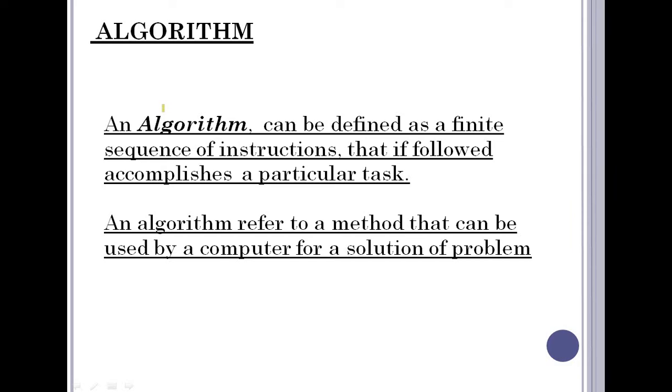The algorithm can be defined as a finite sequence of instructions that we have to follow to accomplish a particular task. In short, an algorithm is nothing but the step-wise instructions we have to follow to solve the problem. So algorithm refers to a method that can be used by a computer for the solution of a problem. By using this algorithm, a programmer can write a program. So the algorithm will act as an aid for the programmer for writing the program.